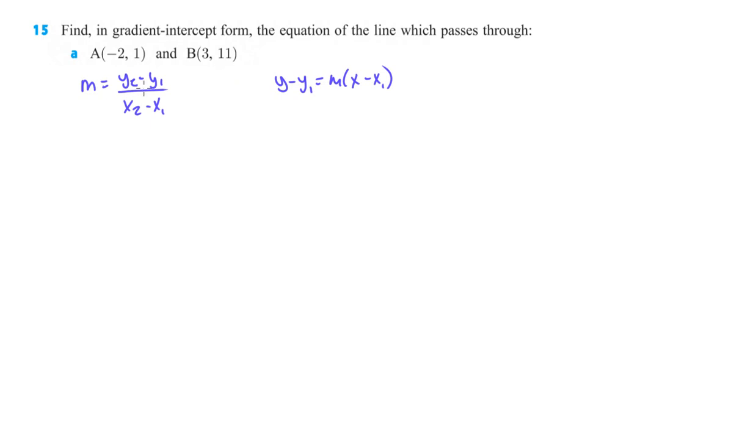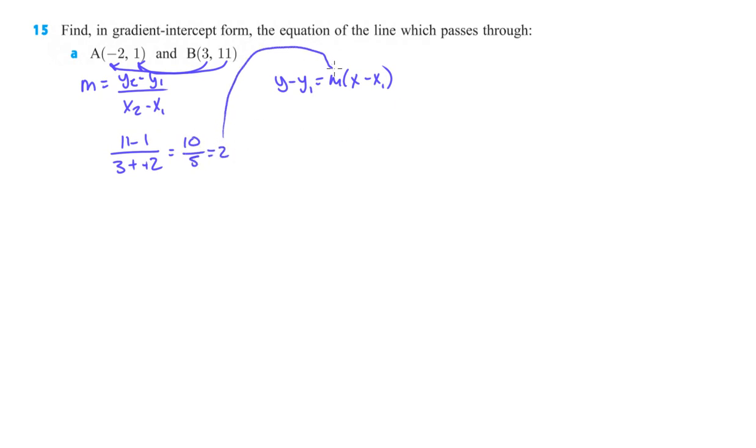I always just do this. I don't even set up the equation. I just do 11 minus 1 over 3 minus negative 2. The biggest thing that gets messed up on slope is forgetting this negative here, because it's subtract, so you've got the minus a negative, so that turns into a plus. So that gives us 10 over 5, which is 2 for our slope, right?